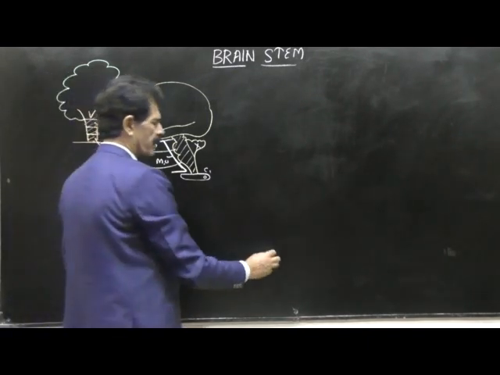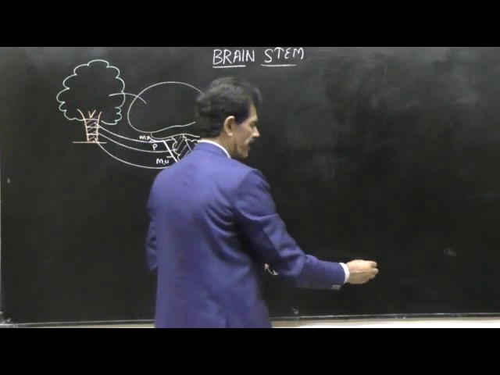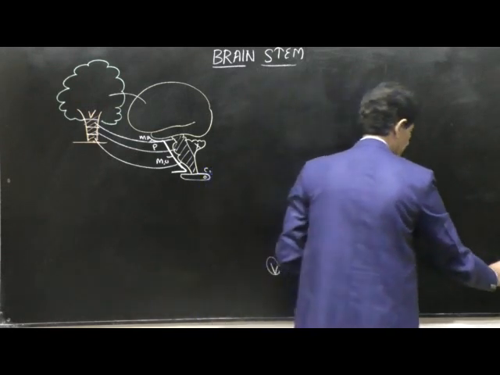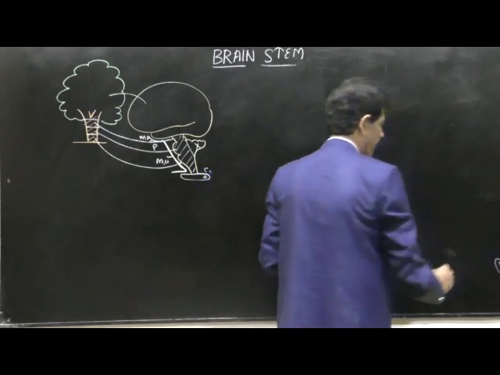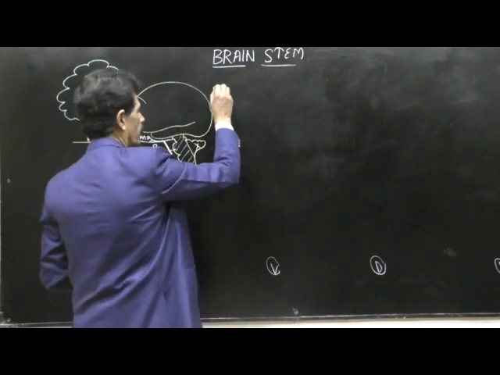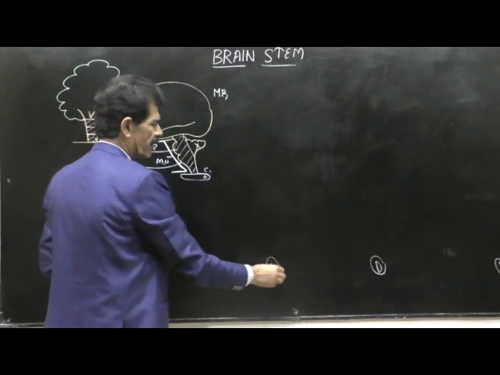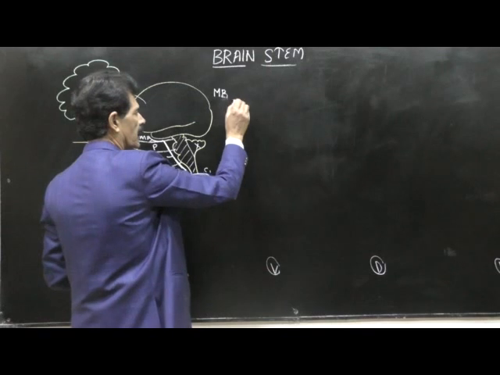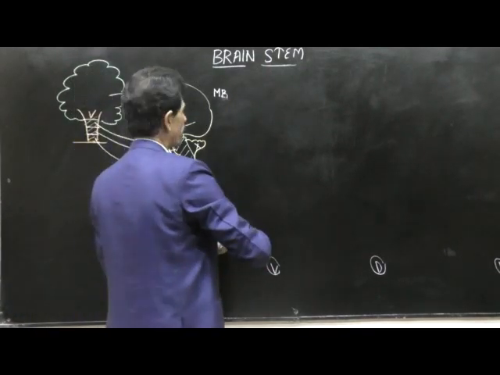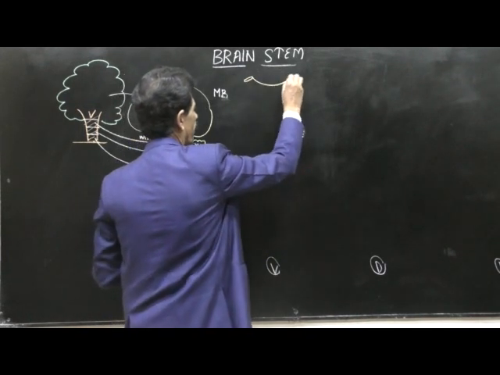First we will discuss the ventral surface of the brainstem, then we will draw and discuss the dorsal surface, and then the lateral view of the brainstem. When we see the first part of the brainstem, that is the midbrain, on its ventral surface, what is seen is called the interpeduncular fossa. So the interpeduncular fossa is nothing but the ventral or the tegmentum part of the midbrain.